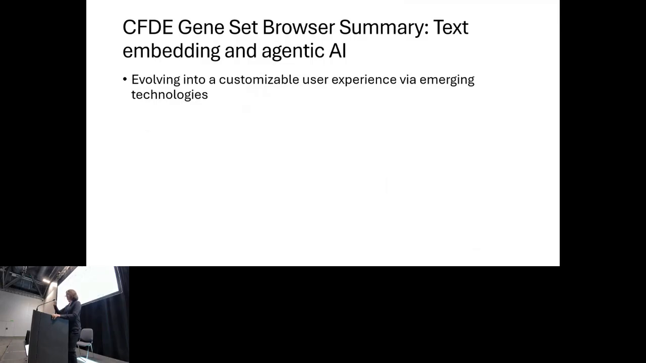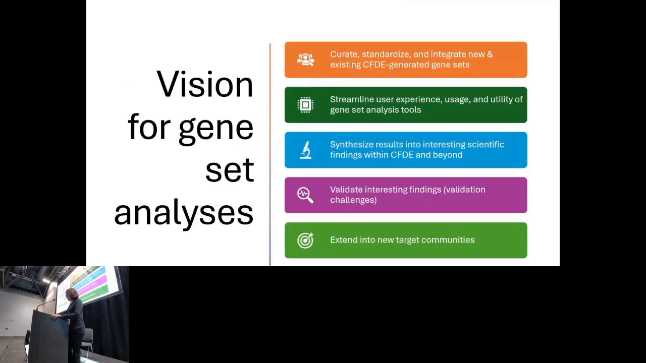So in summary, we can use newer technologies like text embedding and agentic AI to further evolve our interface and make it more customizable for user experience. In the future, these are some additional plans that we have for our gene set analyses. We want to better curate, standardize, and integrate new and existing CFDE gene sets, streamline the user experience to make things both more used and useful, synthesize these results into interesting scientific findings within CFDE and beyond, validate some of those findings through experimental collaborations, and extend into new target communities.